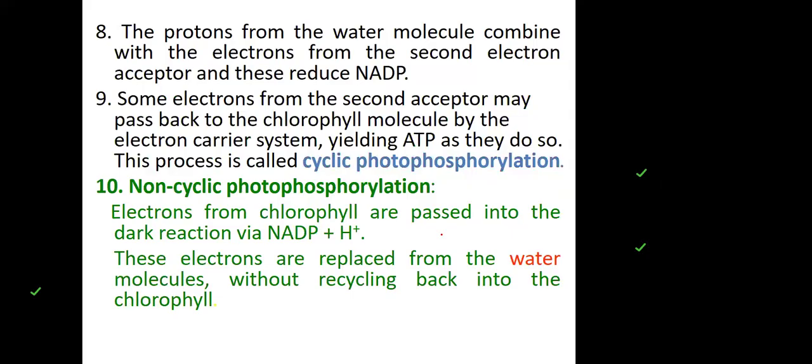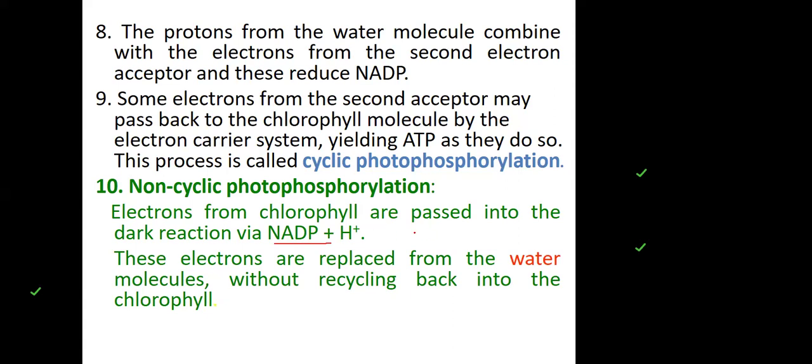So here we see that the electrons from the chlorophyll are passed into the dark reaction via reduced NADP. So the electrons go into the dark reactions, but when they are part of this molecule. And these electrons are replaced from the water molecules without recycling back into the chlorophyll.